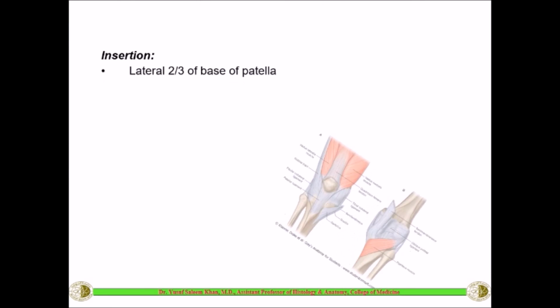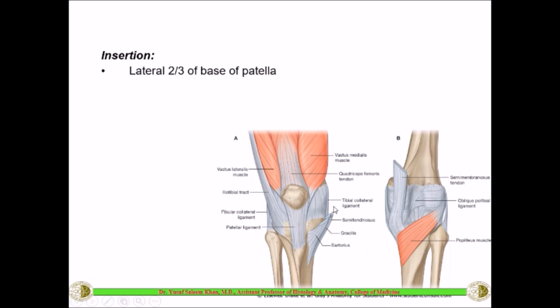Now coming to the insertion, as you know, it again gets inserted to the base of the patella. If you can see here, this is the patella, this is the base of the patella, and you can see here this is the rectus femoris which is getting inserted, and here is the vastus lateralis. So it gets inserted to the lateral 2/3 of the base of the patella, as well as the upper 1/3 of the lateral border. This is the lateral border of the patella. This is the medial border, and here is the lateral border. It not only gets inserted to 2/3 of the base of the patella, but also on the upper 1/3 of the lateral border of the patella.